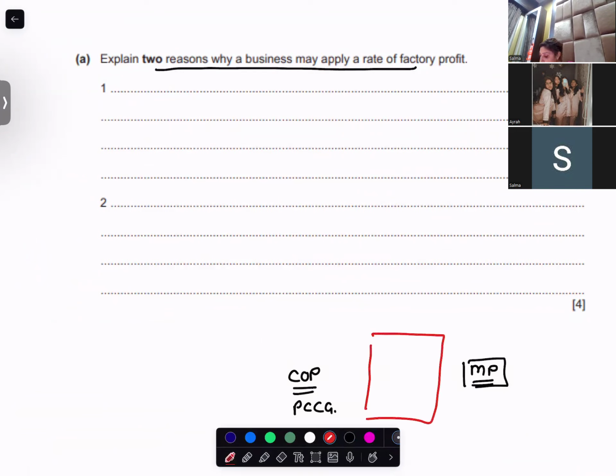Why do you put this factory profit? So that, like you know how much profit you're earning. Because of what? Because of the market price, you get to know how much profit you're earning. Market price is the transfer price to the income statement. So basically, when you're manufacturing the goods, you need to know that because of manufacturing, you are earning something.